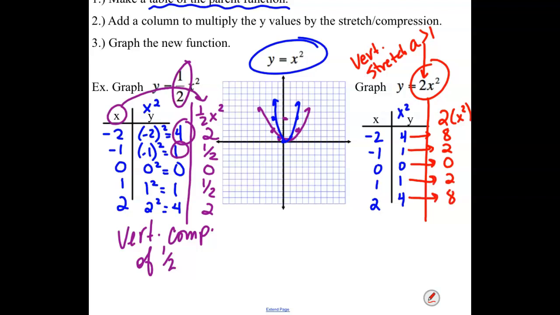So now for those same x values, 0, 0, negative 1, 2, positive 1, 2, negative 2, 8, and positive 2, 8. So now you can see that our graph is getting skinnier. We're pulling that up.